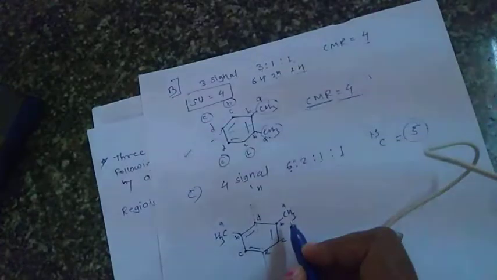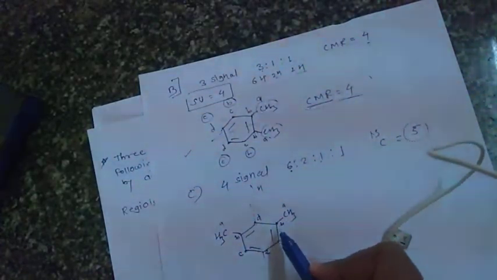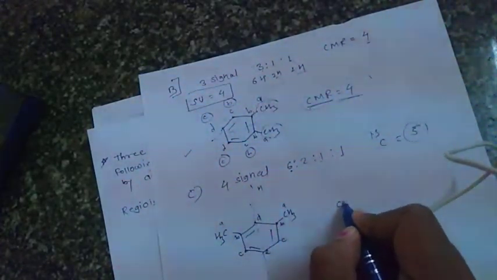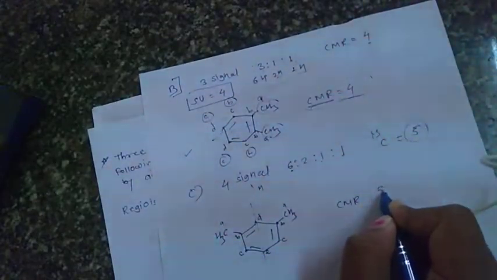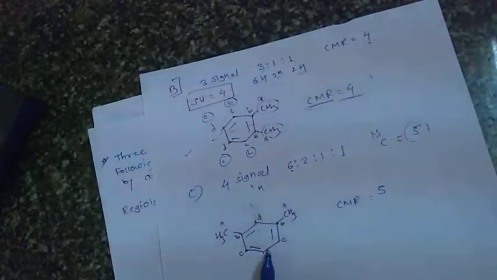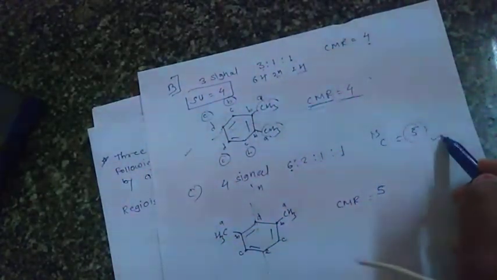Okay, then here what happened? How many signals are given by this? These C NMR signals are 5. That means this structure fulfills this condition.